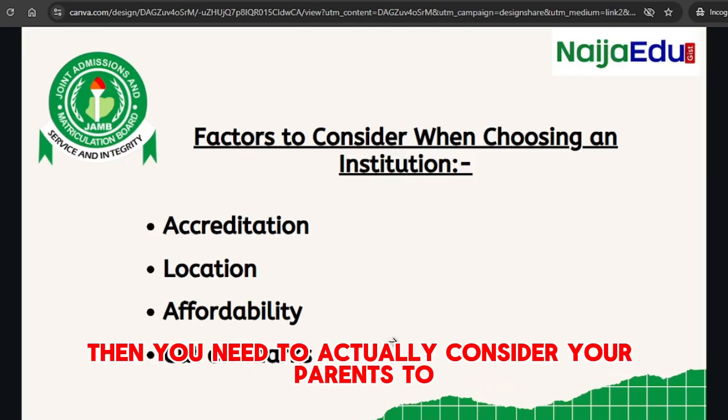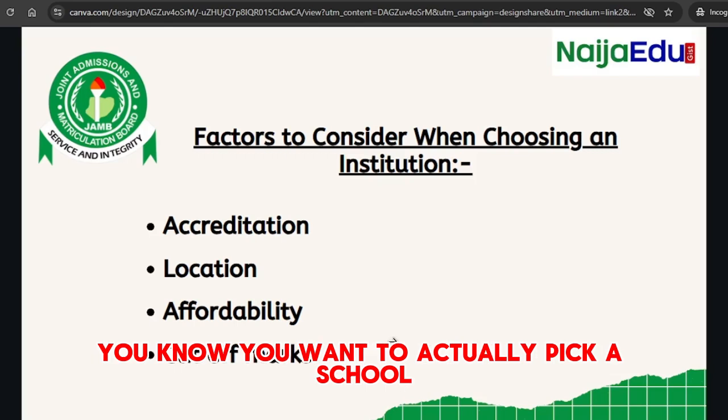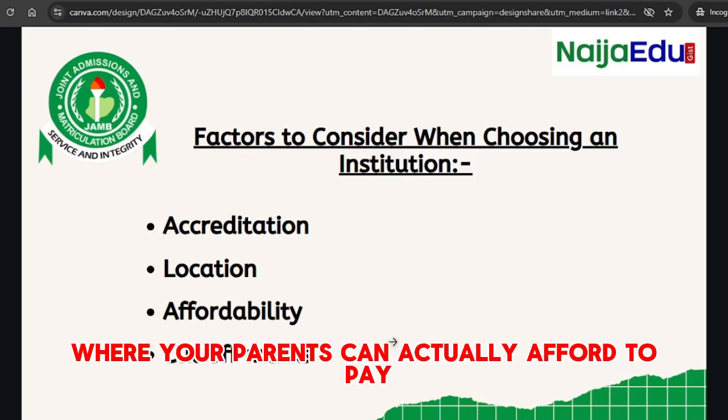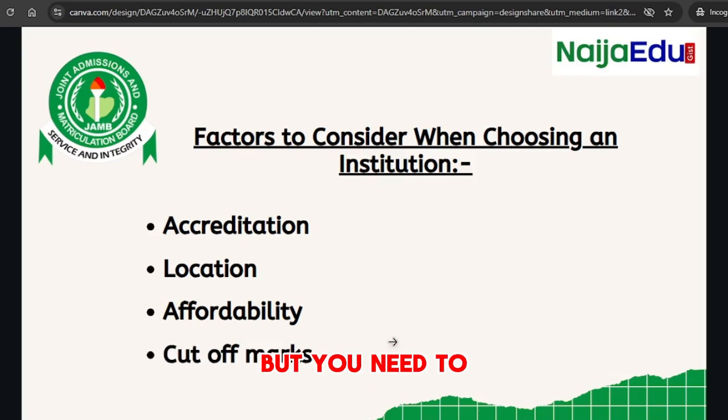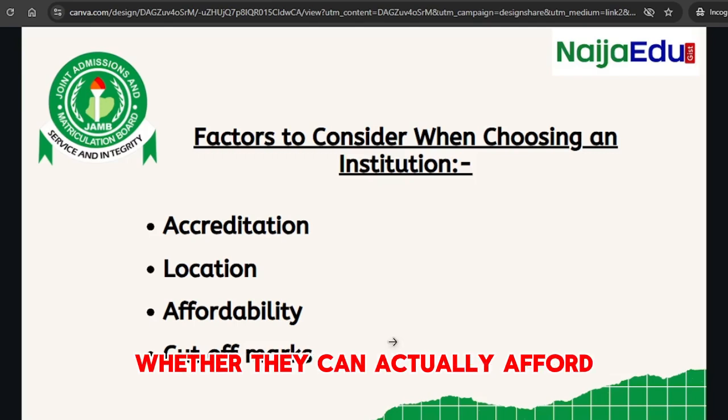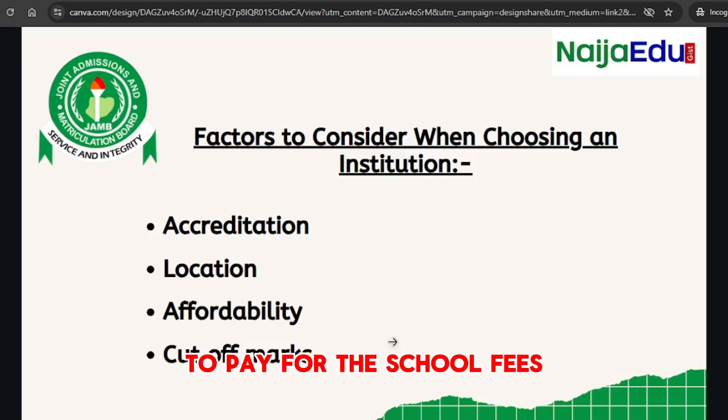Then you need to actually consider your parents too. You want to pick a school where your parents can actually afford to pay the school fees. Private schools are very good, yes, but you need to discuss with your parents whether they can actually afford to pay for the school fees.